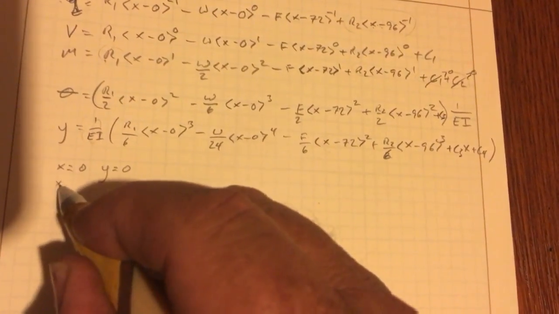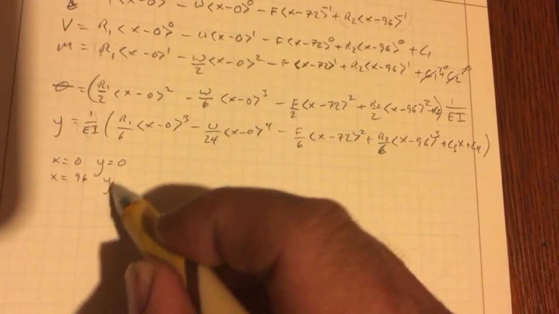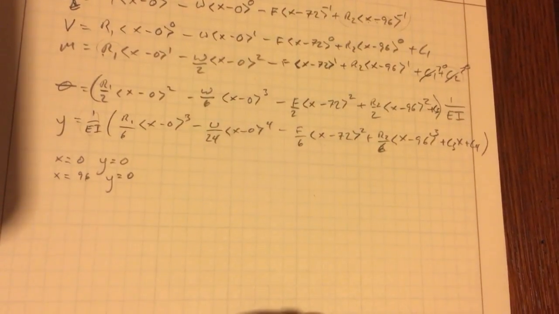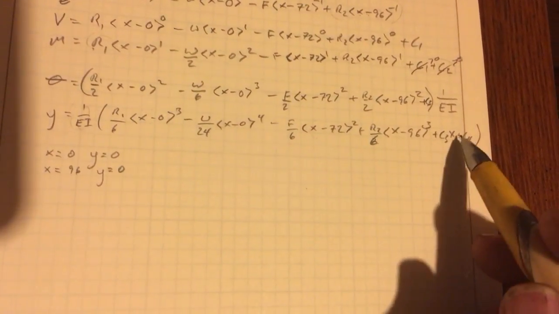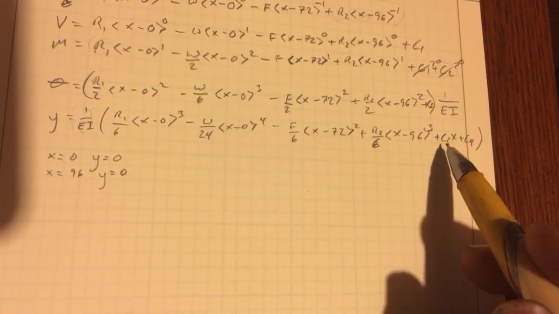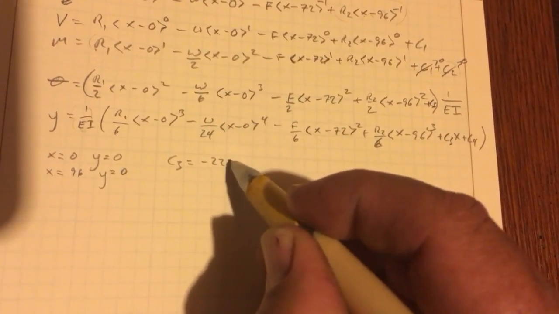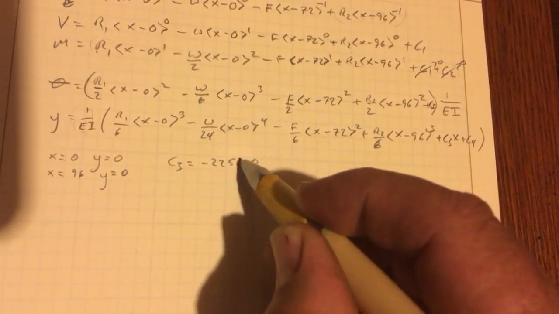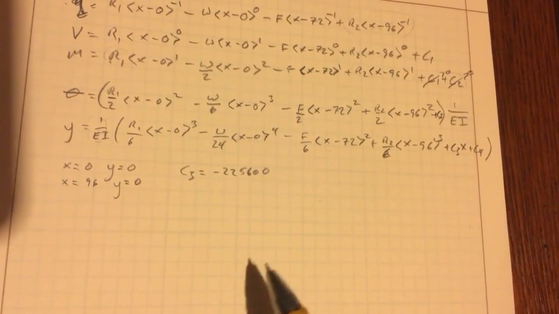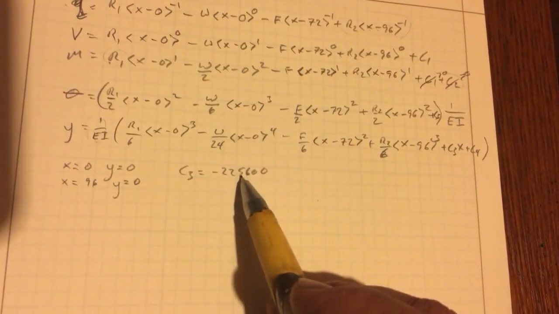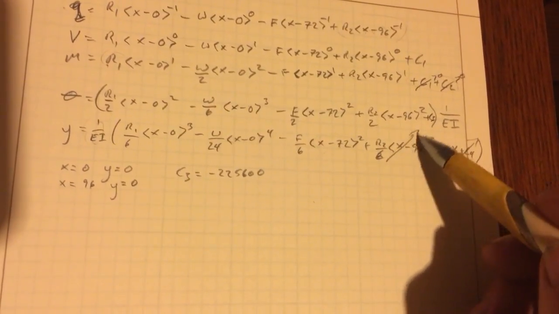The other boundary condition we know about is x equals 96, which is the end of our beam. We know that y equals 0 at that point as well. So if you put 96 in here for everywhere we have an x, and then solve for C3, you'll come up with C3 equaling somewhere around 225,600, I believe, something like that. Okay, so once you get C3, you know C4 is 0. You always know this thing is 0.